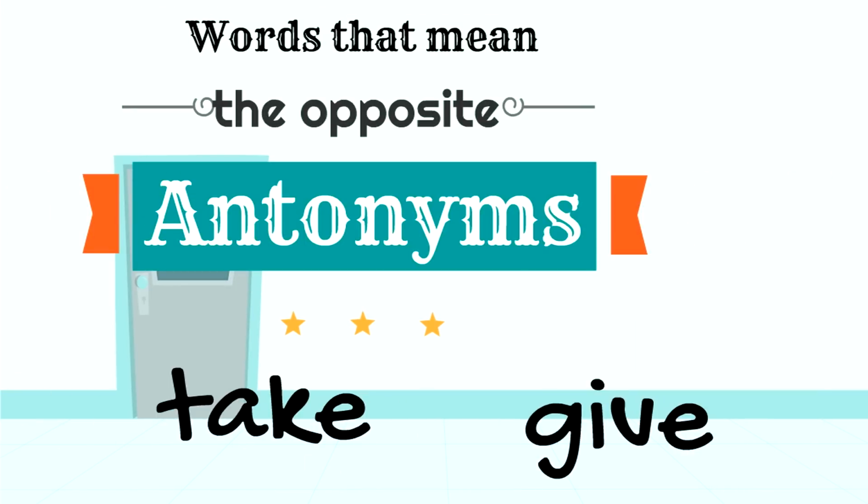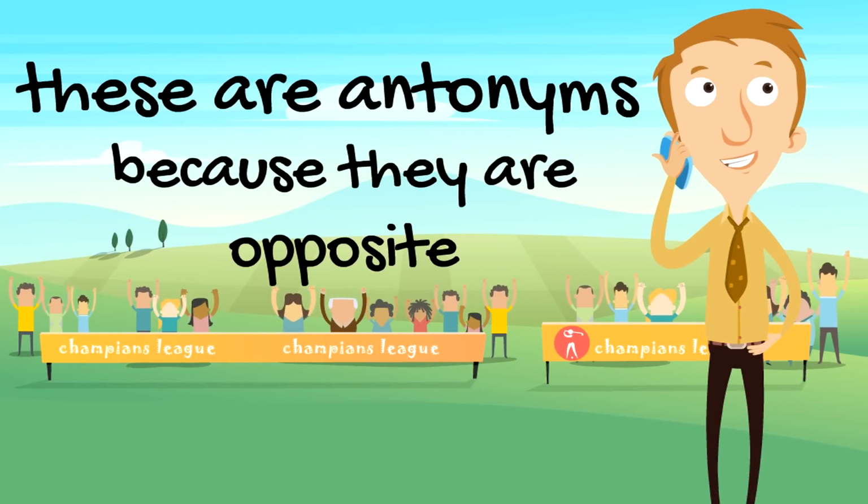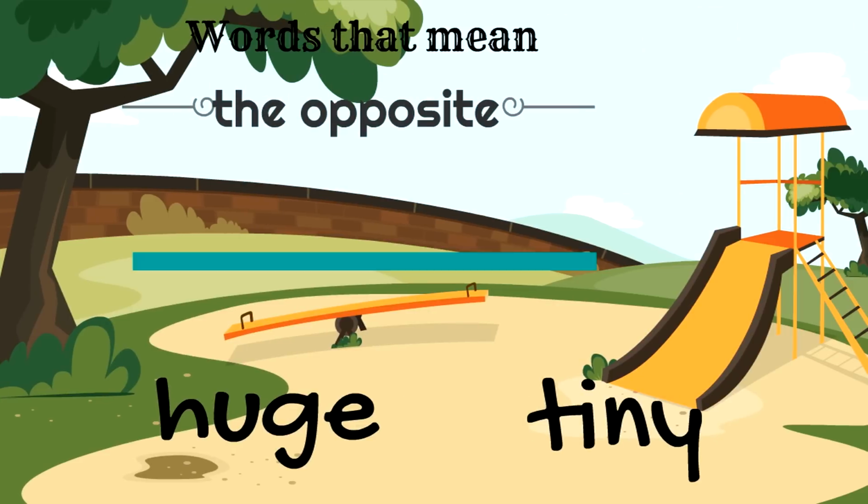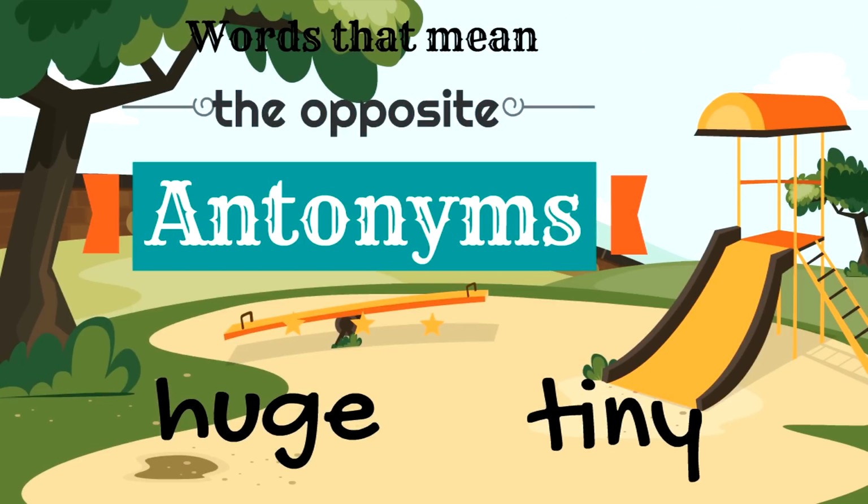What about these antonyms? Take and give. Take and give are words that mean the opposite thing. They are antonyms. These are antonyms because they are opposite. Look at these. Huge and tiny. Huge is really, really big and tiny is really, really small. They mean the opposite thing, so they are antonyms.